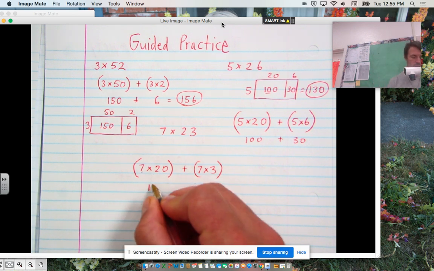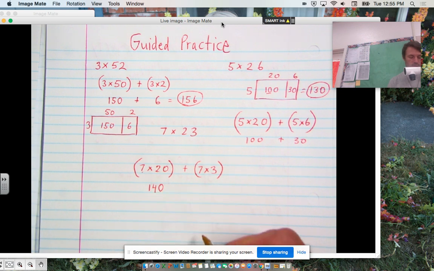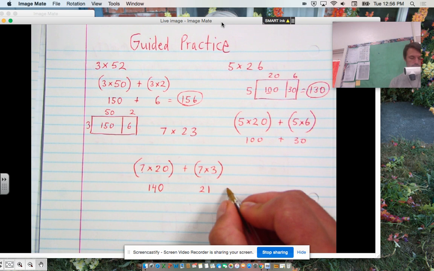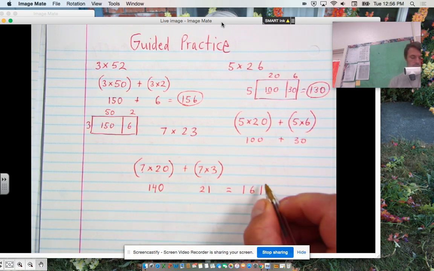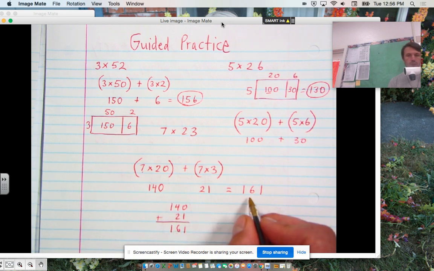7 times 2 is 14. Take the 0 from the factors, add it into the product. 7 times 3 is 21. Now 140 plus 21 is 161. See? 140 plus 21. 0 plus 1 is 1. 4 plus 2 is 6. 1 plus nothing is 1. 161.